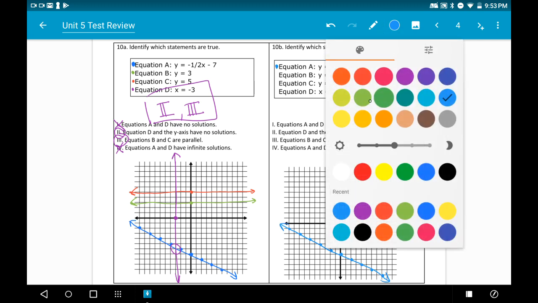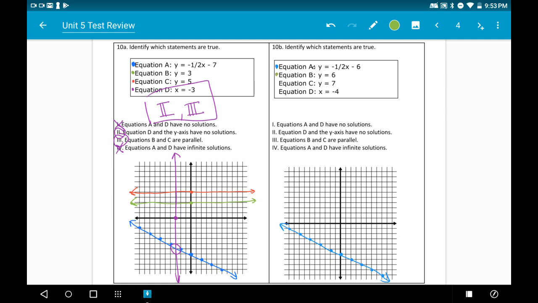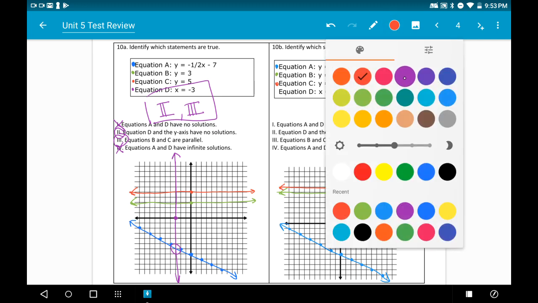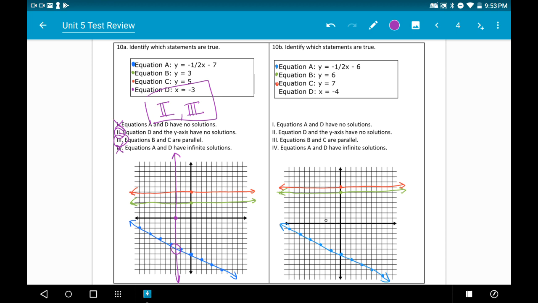Now our second one is y equals 6. So again, y equals is horizontal, so I'll go up to 6. And I'm going to draw a horizontal line at that point. For the red one, or equation C, we have y equals 7, so that's 1 up from it. Still horizontal though, because it's y equals. And last, we have x equals -4. That's a vertical line at -4, so 1, 2, 3, 4. And a vertical line.